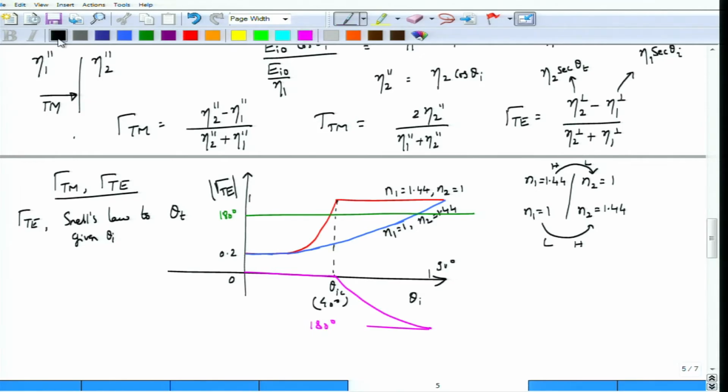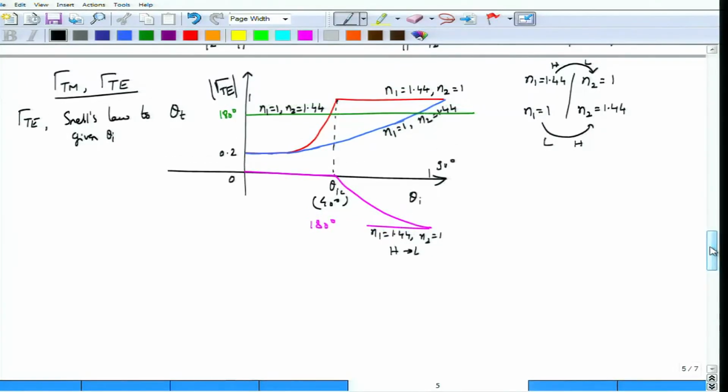This is the case where n1 is equal to 1.44, n2 is equal to 1, you are going from high to low refractive index, and this 180 degrees, whether it is plus 180 degrees or minus 180 degrees, does not really matter, but that is remaining constant, right. This is the case where n1 is equal to 1 and n2 is equal to 1.44, okay.